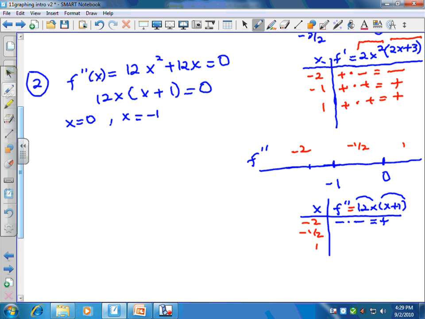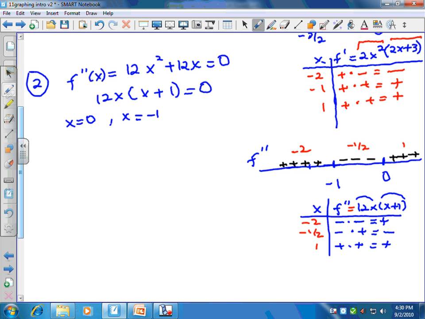At -0.5, 12 times -0.5 is negative. -0.5 plus 1 is positive. The end result is negative. At 1, we get positive times positive. The end result is positive. So it appears that up to -1, the function is positive. Rather, the second derivative is positive. Between the two roots, we have negative for the second derivative, and then positive again.